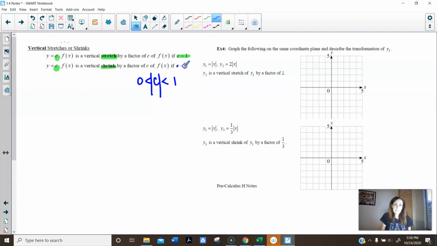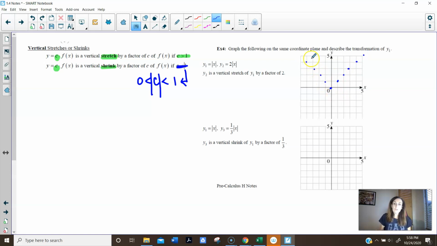So this is a typo. Let's use that right there. So you may need to pause and write that in. All right, so looking at this, it's pretty straightforward. Y equals the absolute value of x. This is my same graph that looks like a V.